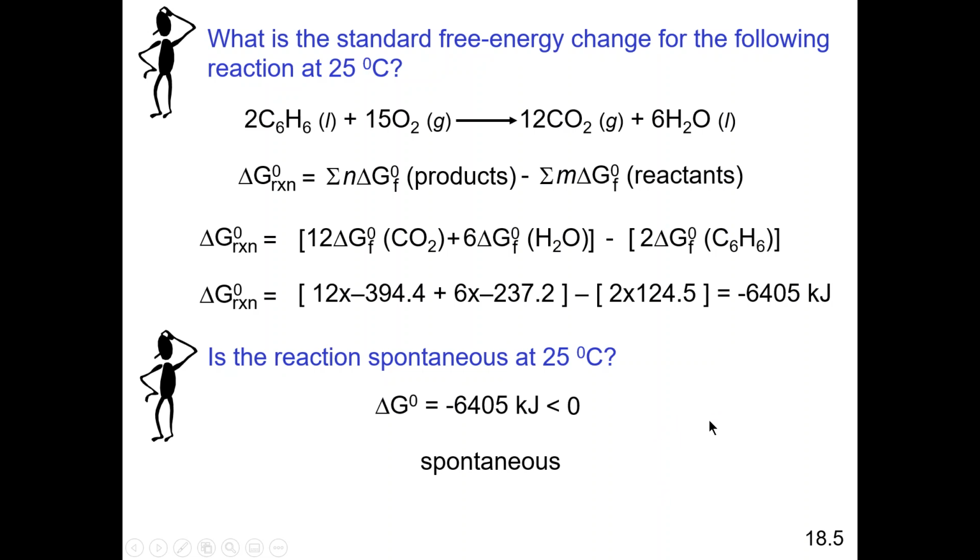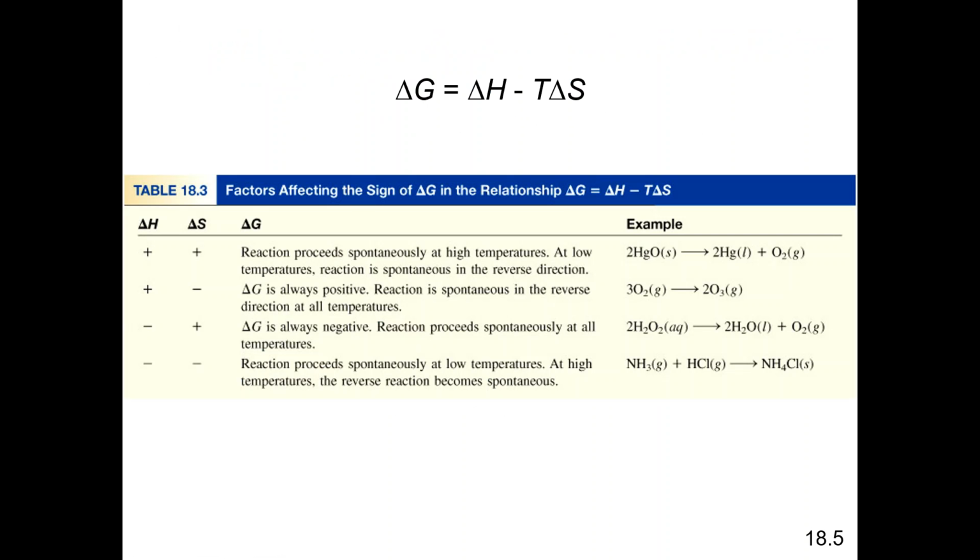So that's a relatively simple example of how to calculate the standard free energy change for a given equation. Okay, going back to this equation, I think it's important that we recognize how the sign of delta G can be affected by the sign of delta H and the sign of delta S. All right, so this table basically summarizes the different possibilities.